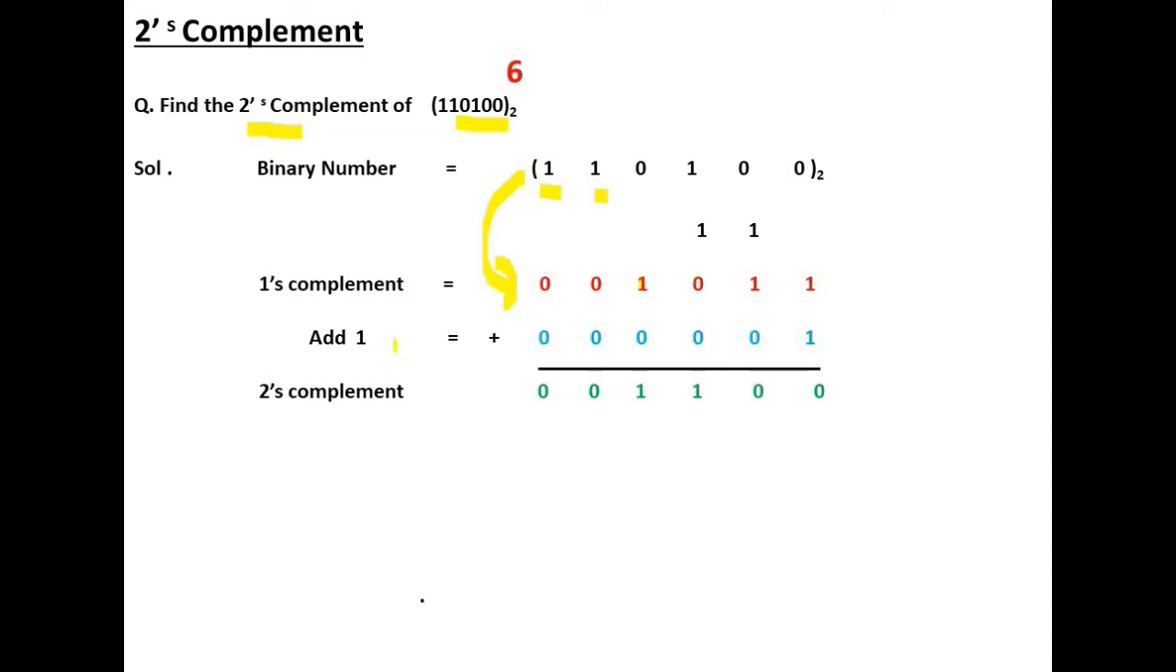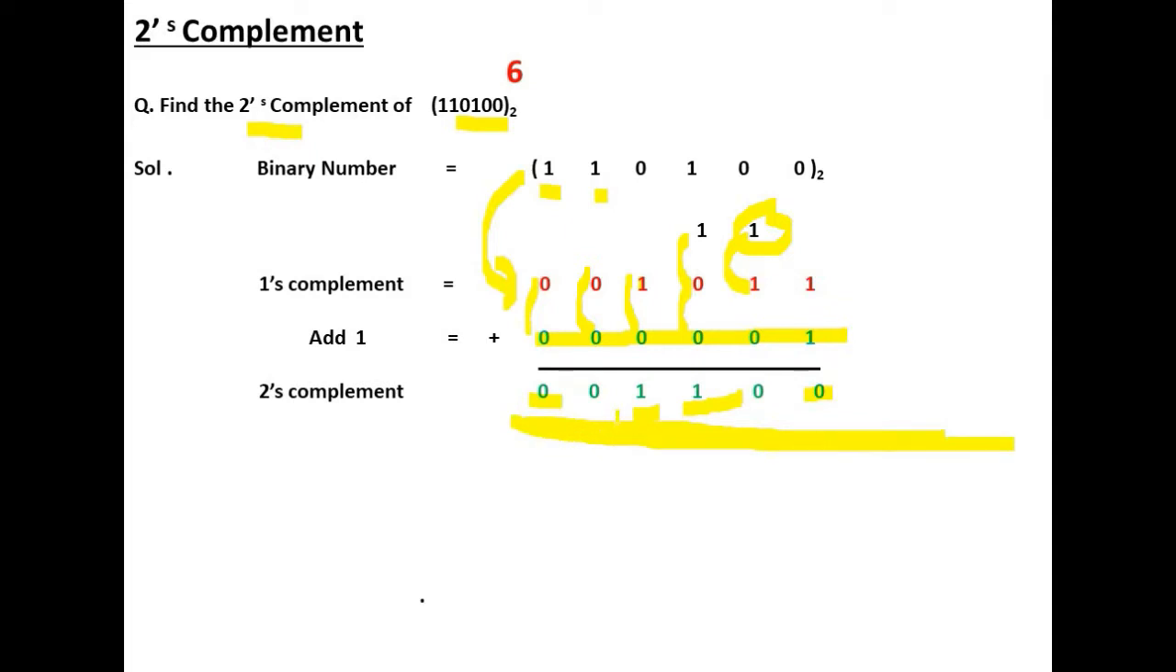Now we have to add 1 to this ones complement of the binary number. After addition, 1 plus 1 will give 0 and a carry 1. Again 1 plus 1 is going to give 0 and carry 1. And 1 plus 0 will give 1, and again 1 plus 0 is 1. And 1 plus 0 is 1, 0 plus 0 is 0, and 0 plus 0 is again 0. So we have got the result as 0, 0, 1, 1, 0 and 0. This is the twos complement of this binary number.